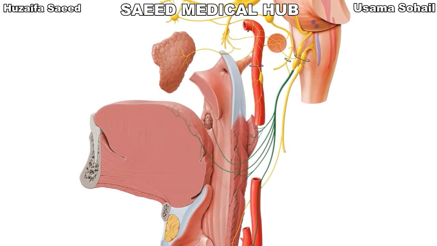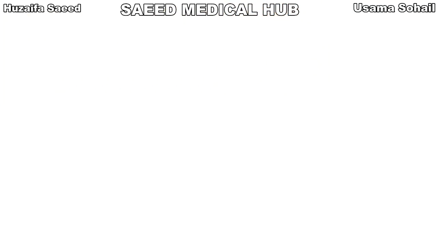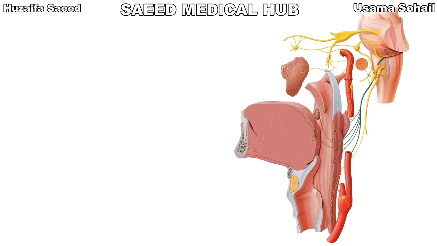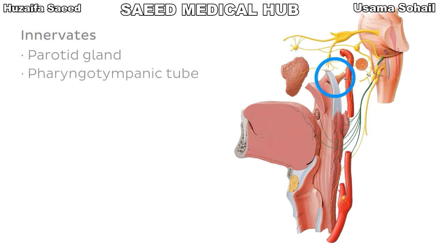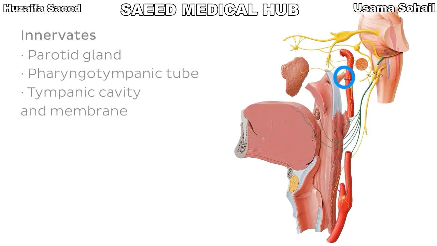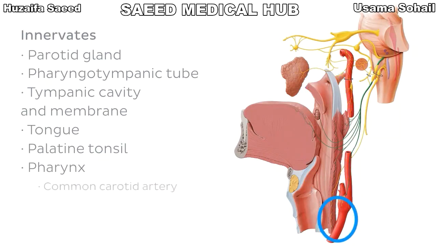Now, the first thing I want us to do before we explore the course and branches of the glossopharyngeal nerve is to briefly explore its general anatomy. Every good nerve in your body is responsible for innervating one structure, and the glossopharyngeal nerve is no exception, so we're going to be seeing that there are a few structures innervated by this nerve. These axons contact areas such as the parotid gland, which you see here on this image, the pharyngotympanic tube, the tympanic cavity and membrane, the tongue, the palatine tonsil, the pharynx, and one artery, the common carotid artery.